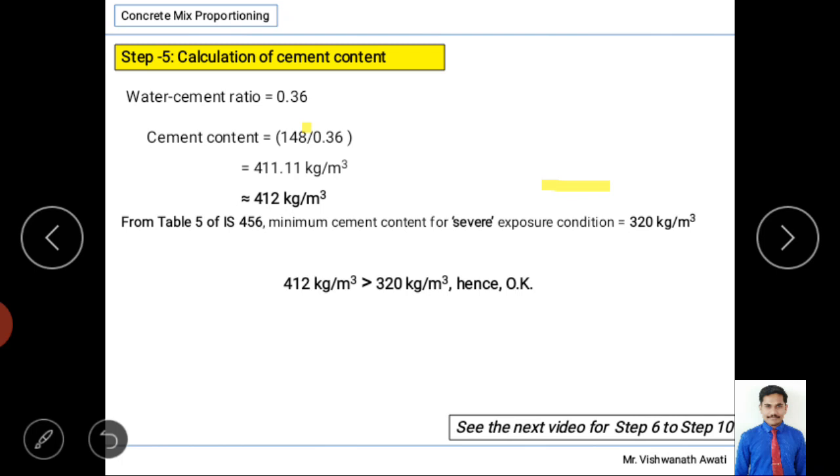Then step 4 is the calculation of water content. For water content we got approximately 148. How did we get 148? Because we referred to the table, and even considering the super plasticizers, we got approximately 148 kg of water. Then we used the same for calculation of cement content, and here we got a cement content of 412. For the next steps, see the next videos.